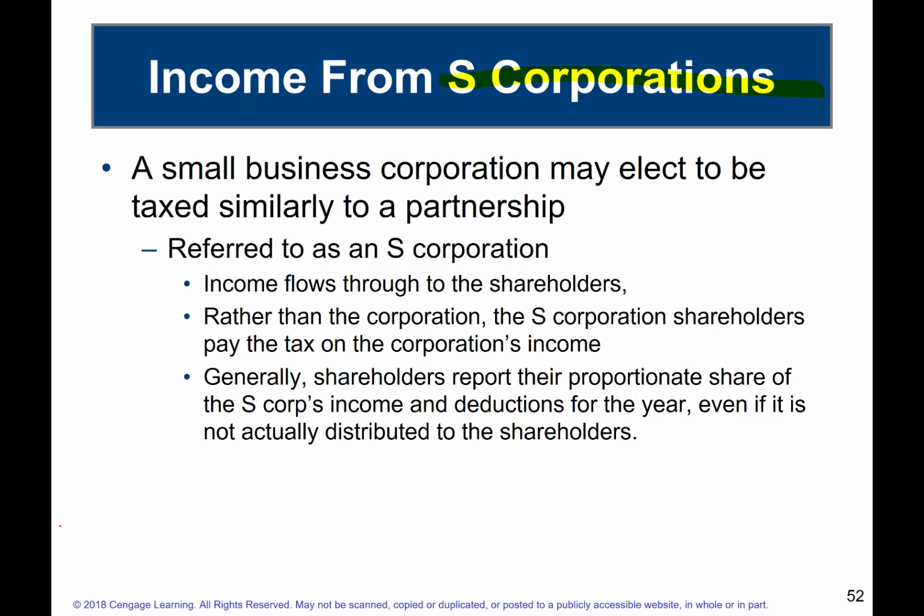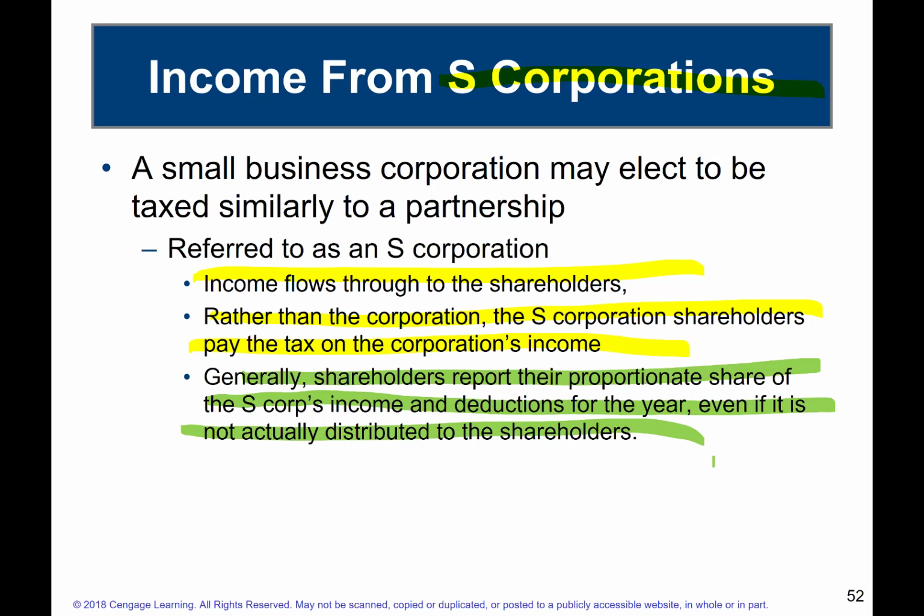Okay, so we take a look, and again, just like it was for the partnership, income flows through to the shareholder. By the way, S corporation is subchapter S. Remember, we said we usually refer to the section, but then there are sometimes that we call out the subchapter. So it flows through to the shareholders rather than the corporation, and the S corporation shareholders pay the tax on the corporation's income. Generally, the shareholders will report their proportionate share of the S corporation's income and deductions, again, even if there is not an actual distribution.